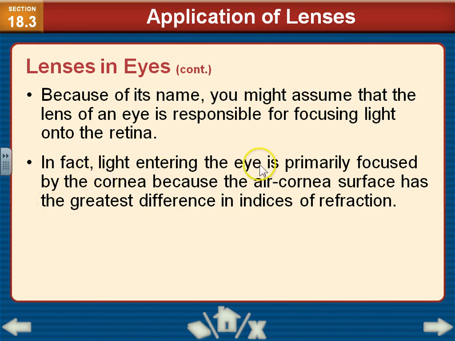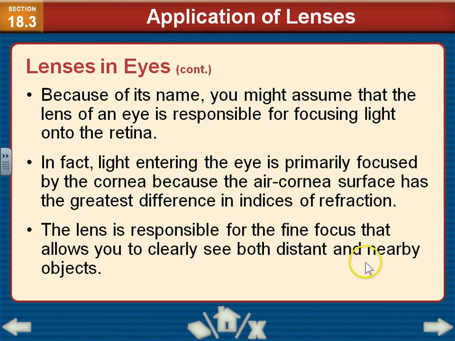Actually, the light entering the eye is primarily focused by the cornea, not the lens, because it's this air to cornea surface that gives us our biggest difference in the index of refraction. The lens really is just a kind of fine-tuning instrument that allows you to see more clearly for both distant and nearby objects.